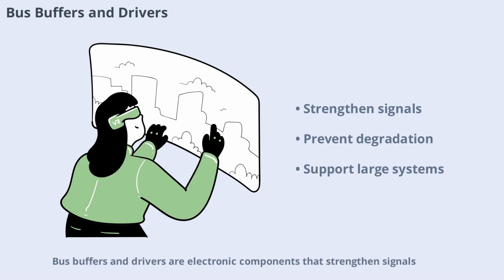Bus buffers and drivers are electronic components that strengthen signals and ensure reliable data transmission over long distances or multiple devices. Buffers prevent signal degradation, while drivers provide the necessary power to move signals across the bus. These components are essential for maintaining data integrity in large or complex systems.